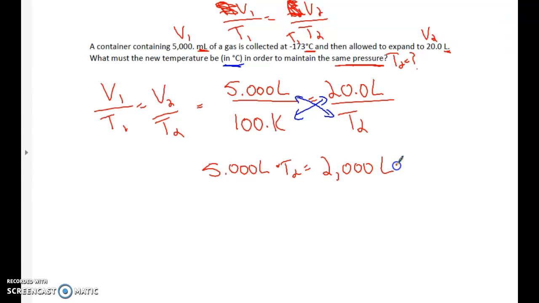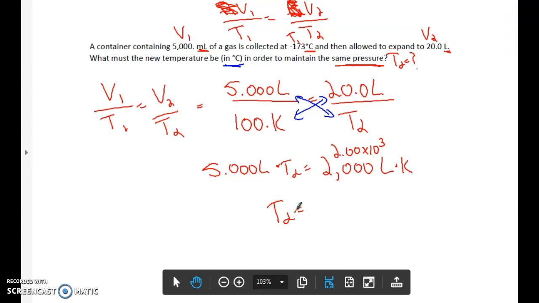2,000 liters times Kelvin. Now, if you want to match significant digits, and since they're both 3 significant digits, you could write this as scientific notation if you wanted. And now what you do is divide both sides by 5. So T2 equals 2,000 divided by 5, which gives you the answer of 400. And since this is 3 significant digits, I round my answer off to 3 significant digits. Subtract out the 273, and that gives me that 127 degrees Celsius again. All right, so that is a Boyle's Law problem and a Charles' Law problem.